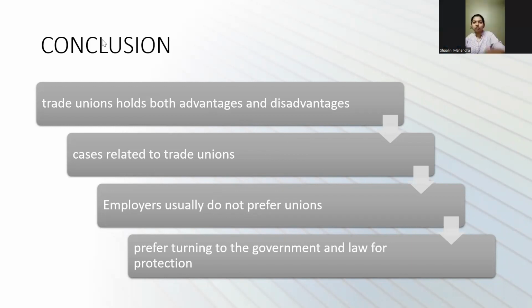In conclusion, we can see that trade unions hold both advantages and disadvantages, which cause them to be outmoded in the 21st century. Moreover, cases related to trade unions have occurred in these past years. Employers usually do not prefer unions because they could increase the cost and employers have to provide more benefits, while some employees do prefer unions for higher pay and more benefits. Although some employees do prefer unions, it is only a small number of them. Many just prefer turning to the government and law for protection instead of a union. Even in the same organization with a trade union, there are also anti-trade unionists. Thank you. That's all from me.